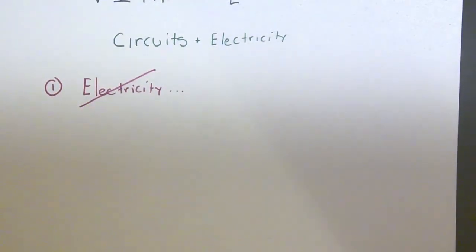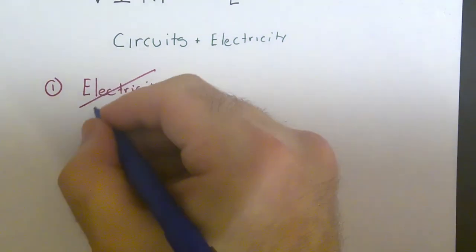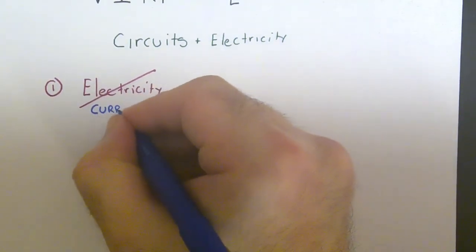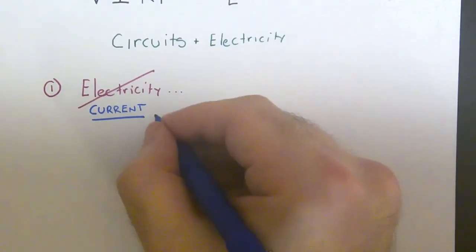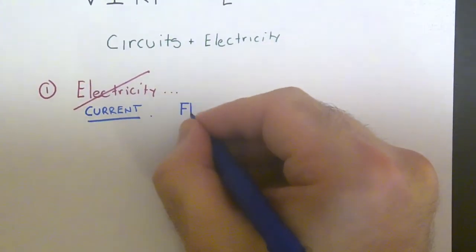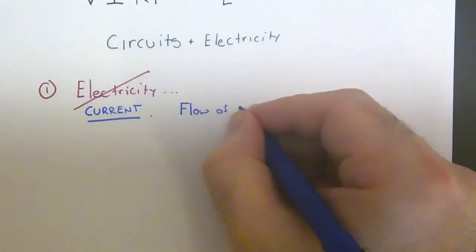But I don't like the word electricity. Instead, we're going to use the word current. That is the official physics speak for electricity. Anytime you see the word current, you think electricity. But there's a little more detail to it.